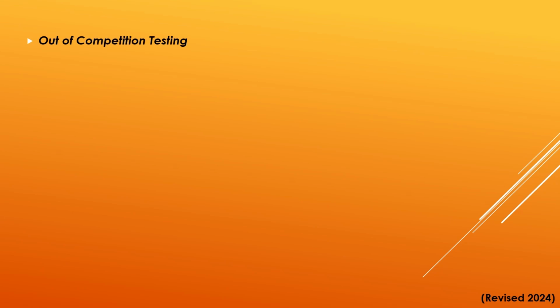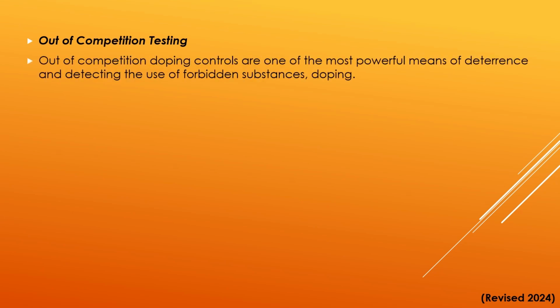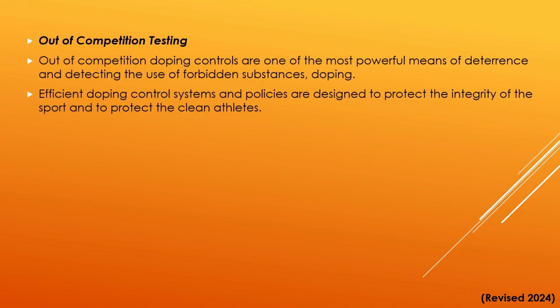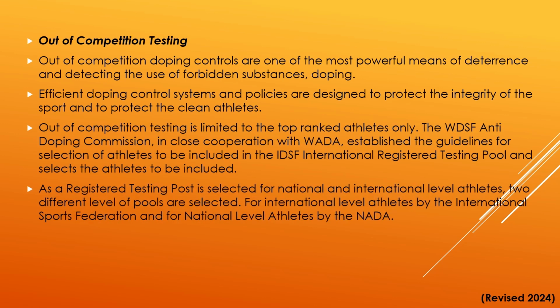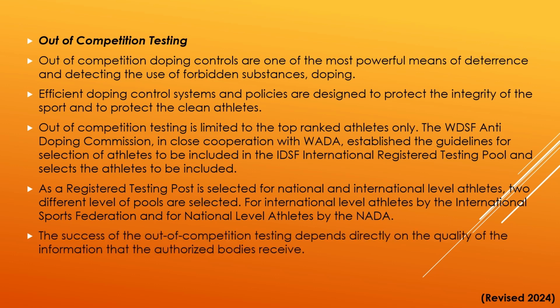Out-of-competition testing. Out-of-competition doping controls are one of the most powerful means of deterrence in detecting the use of forbidden substances, doping. Efficient doping control systems and policies are designed to protect the integrity of the sport and to protect the clean athletes. Out-of-competition testing is limited to the top-ranked athletes only.